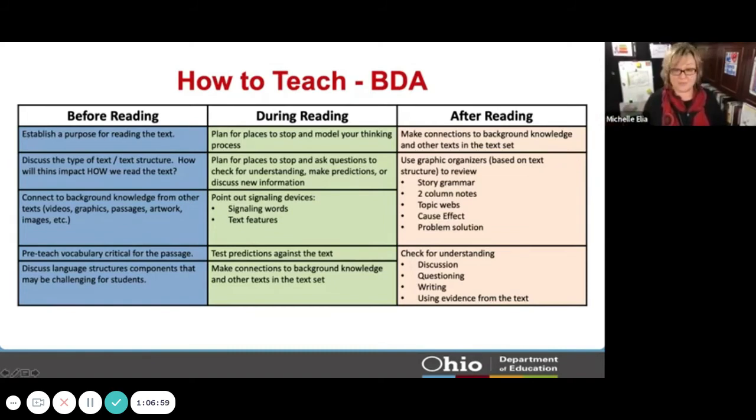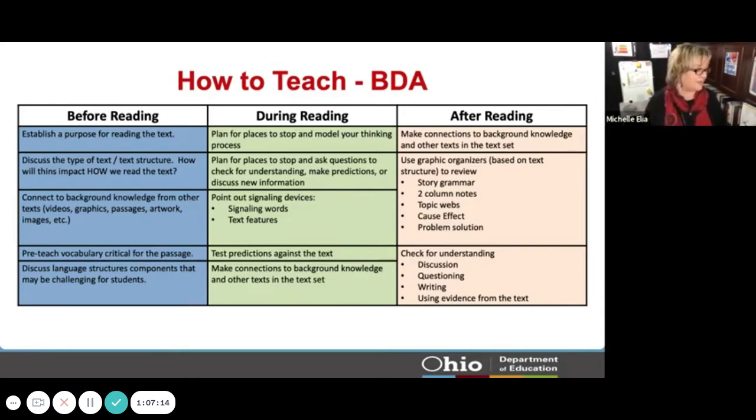We're going to talk about the type of text using a variety. That 50-50 split we know is important. Connect to background knowledge. Text sets are a wonderful way to build background knowledge, but we need to connect to all the other things that we're doing to build that background knowledge.